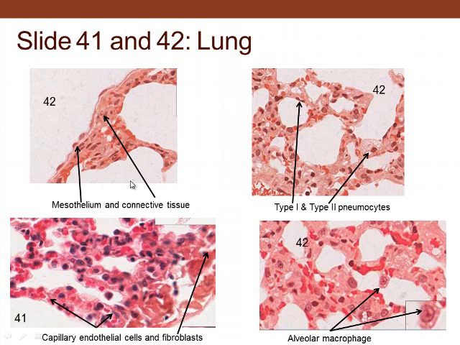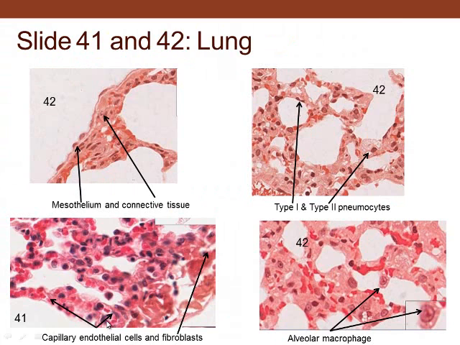Slides 41 and 42, you can see the mesothelium here. This is the outside of the lung. So this is the cavity around the lungs that you have in through there. Connective tissue, type 1, type 2, pleural cavity, I should have said. Pleural was what I was trying to remember.